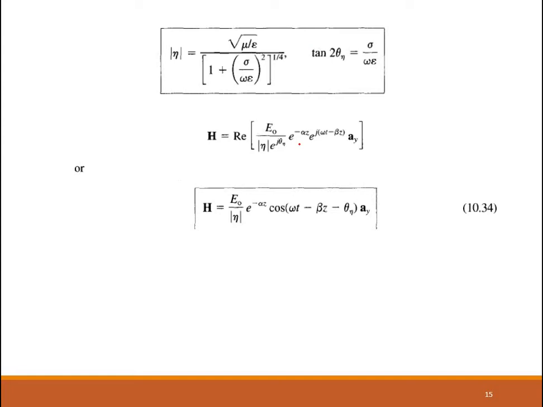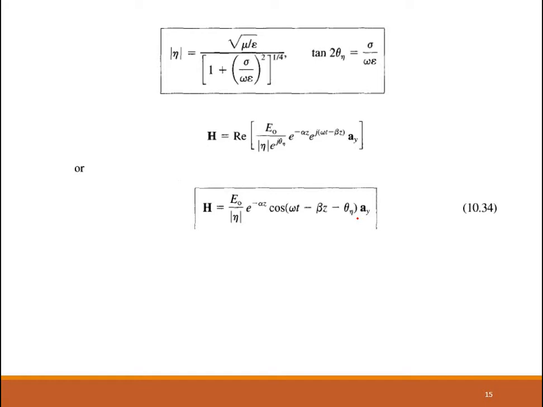We've derived this. Now, if you remember, we had written H as the real part of E0 divided by eta. Now in place of eta, it has a magnitude and an angle, and then the remaining part. So finally that can be written as, this term is again brought to the numerator. So this theta n here, what does it actually represent? It represents the phase shift between E and H. And what does it imply? At any time, E is going to lead H.